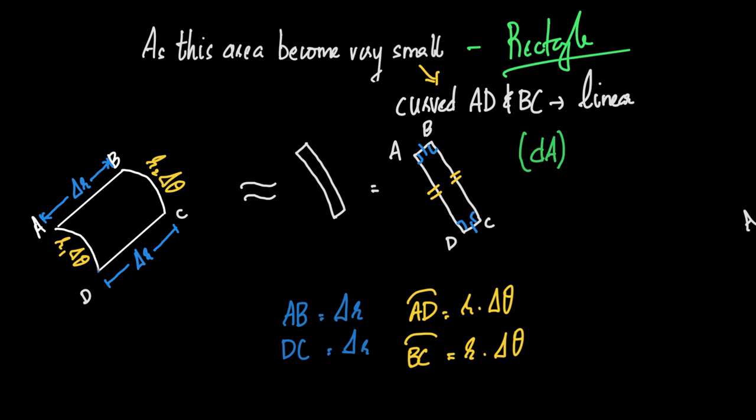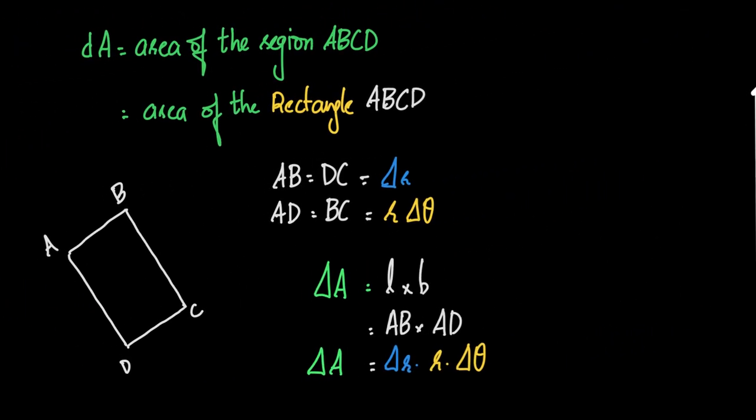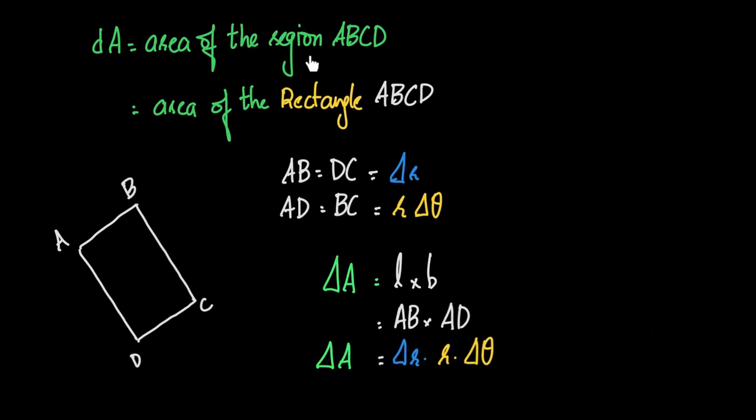And the measure of AB and DC is dr. The measure of AD and BC is R delta theta. Now this rectangle will have an area which we will call dA, right? And that dA will be the area of the region ABCD, which is the area of the rectangle ABCD, which will be length into breadth, which is AB into AD.